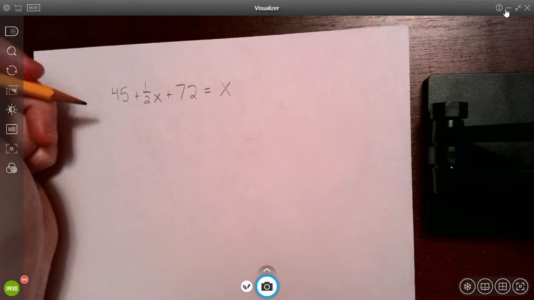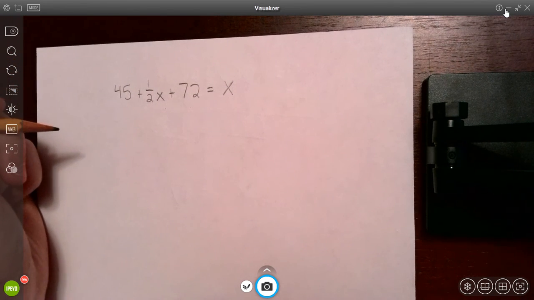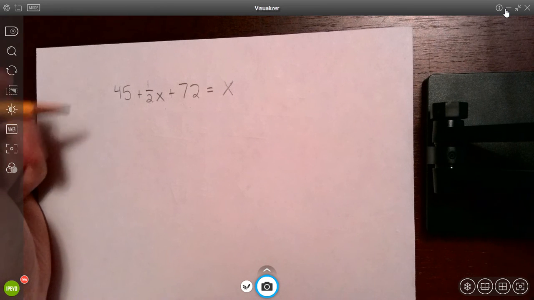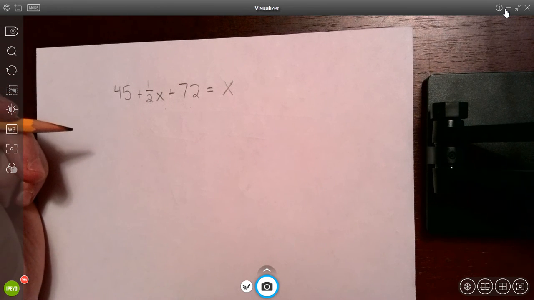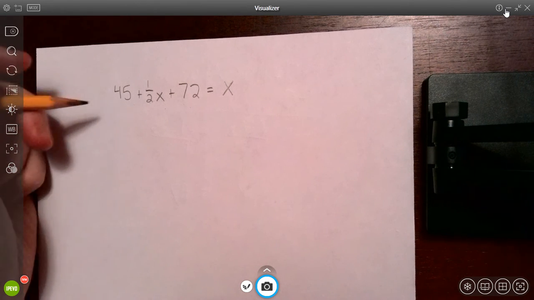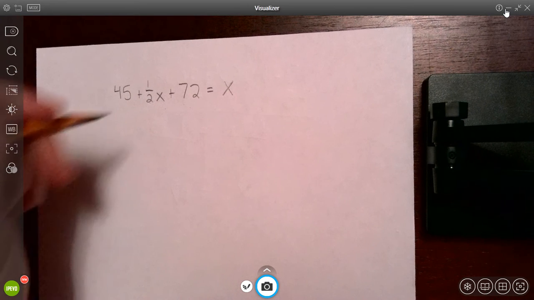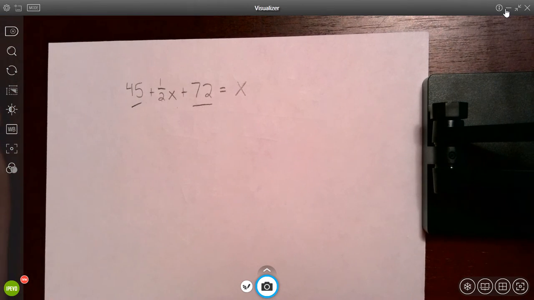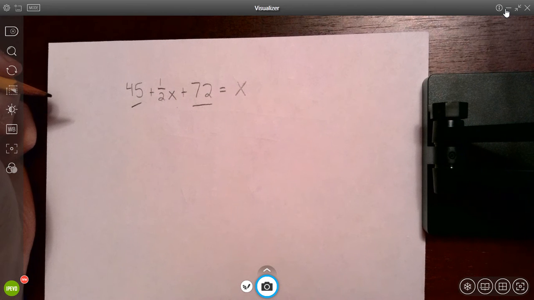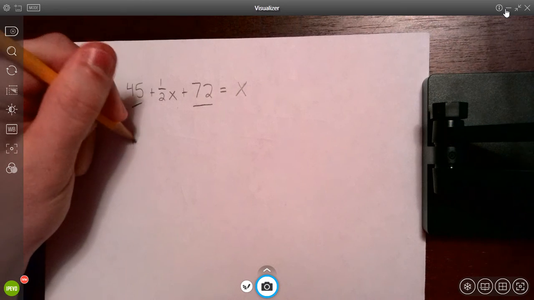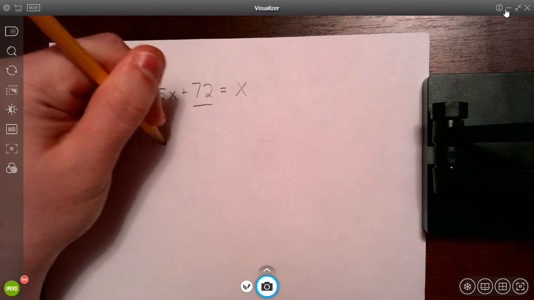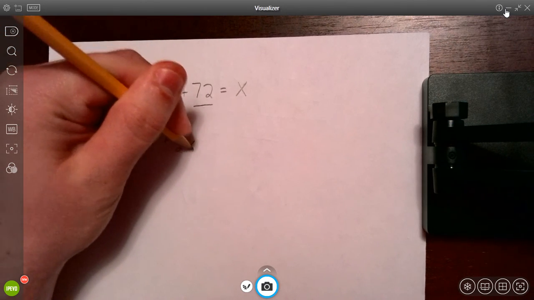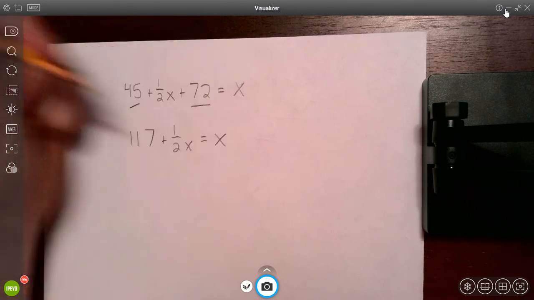X. So if you remember, the first thing we're going to do is combine like terms and distribute. Well, we can't distribute anything, but what we can do is combine like terms, 45 and 72. So when we combine 45 and 72, we get 117 plus 1/2 X equals X.